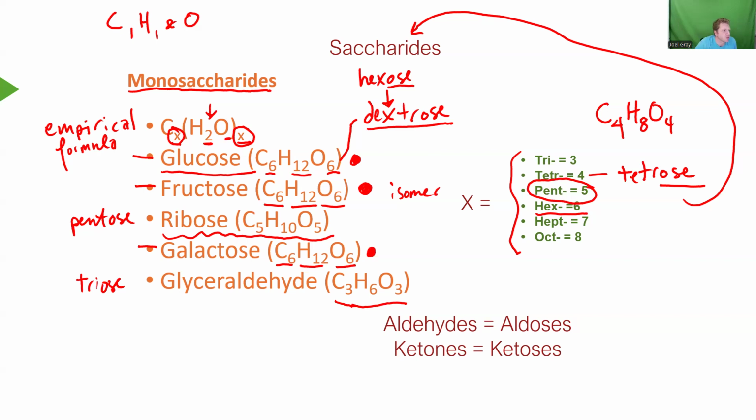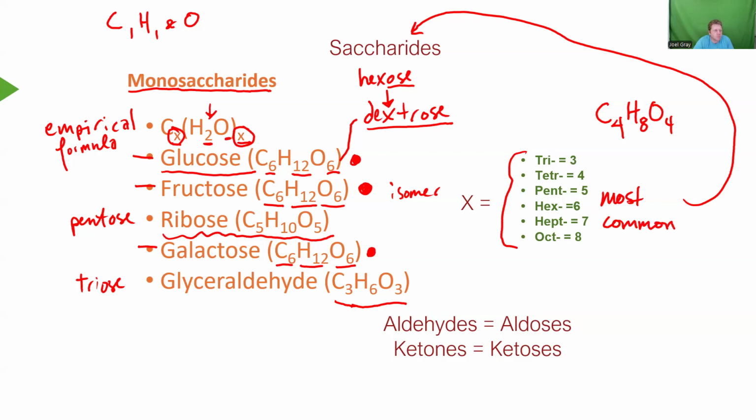And this list over here on the right-hand side shows basically our number of carbons ranges from 3 to 8. And that's pretty accurate for the most common. That's a good test question. Most common number of carbons in a sugar.